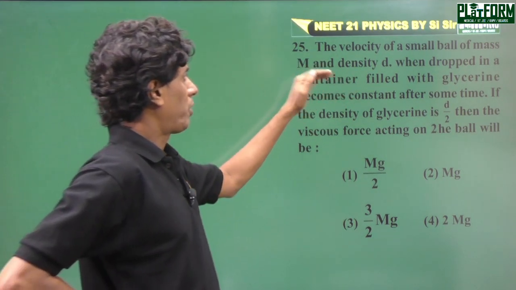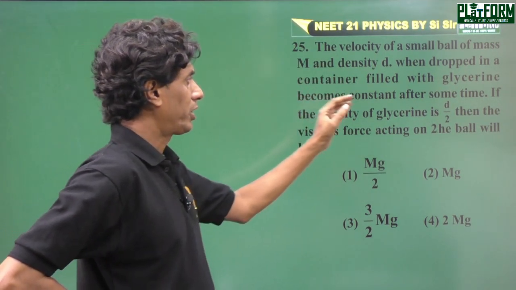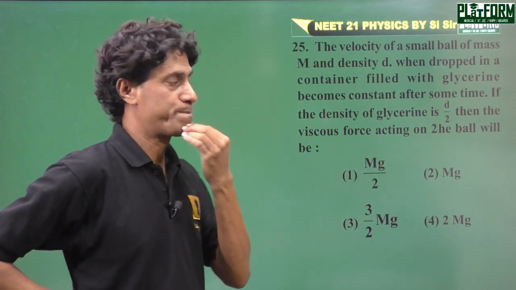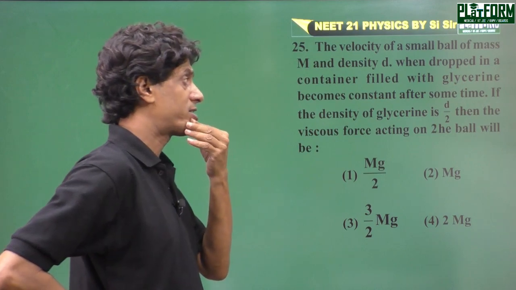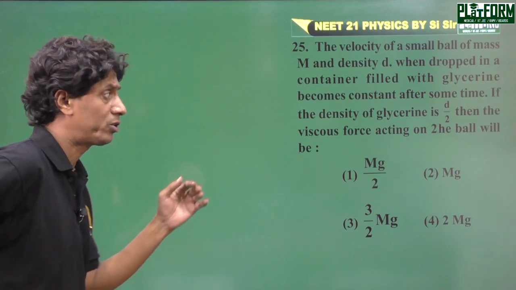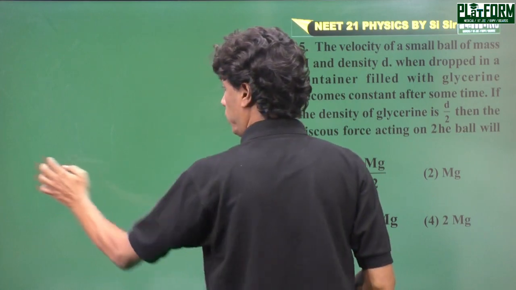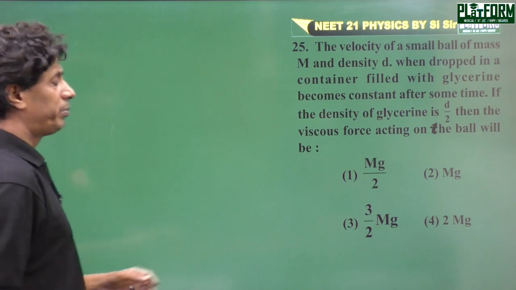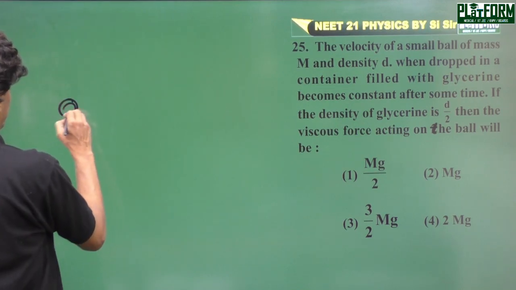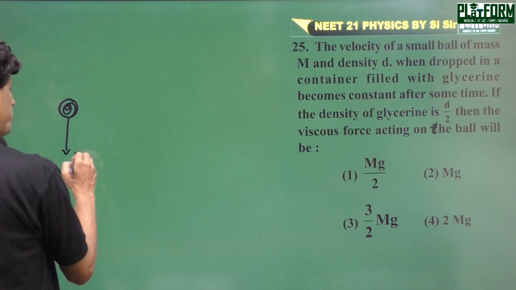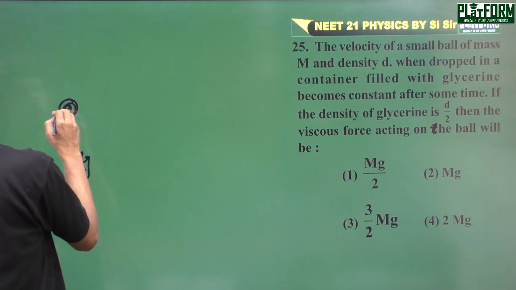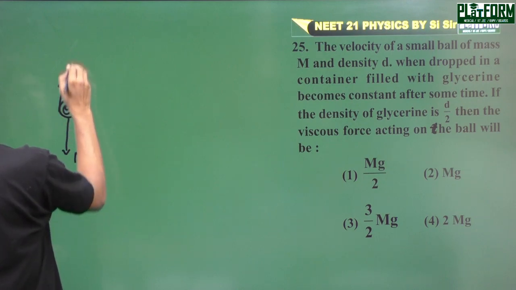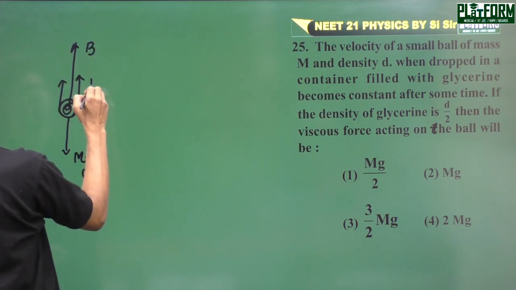The velocity of a small ball of mass m and density d when dropped in a container filled with glycerin becomes constant after some time, that is terminal velocity. Okay, if the density of the glycerin is d by 2, then the viscous force acting on the ball will be, so in the viscous dragging force, let us say it is mg, the buoyancy B, and the viscous dragging force is F.